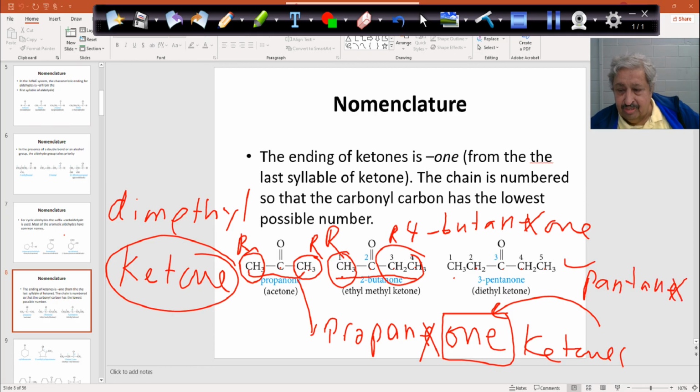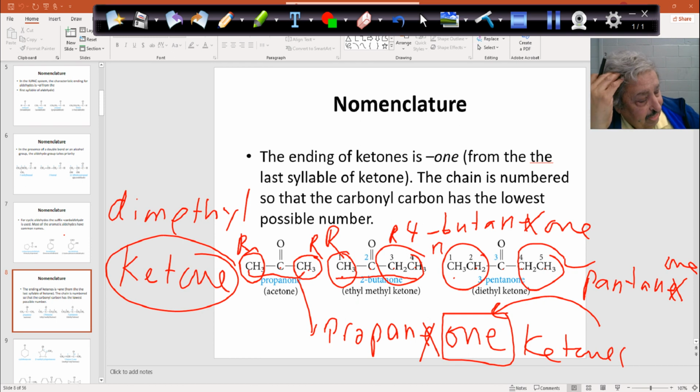Take the E out because it's a ketone; this is R and this is R. That's a ketone, so add O-N-E at the end. Now, with the ketones, you have to watch the numbering. The aldehyde is always number 1. The keto group is not always number 1. It can't be number 1.